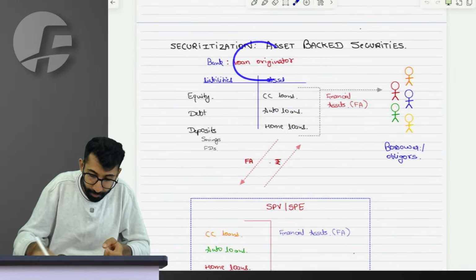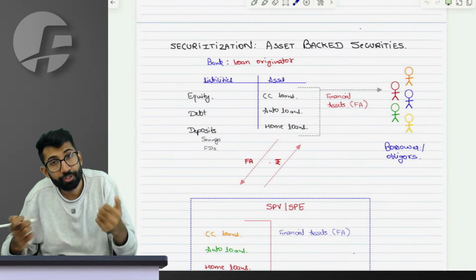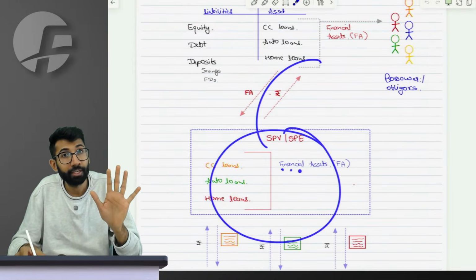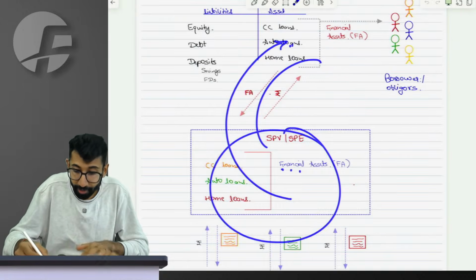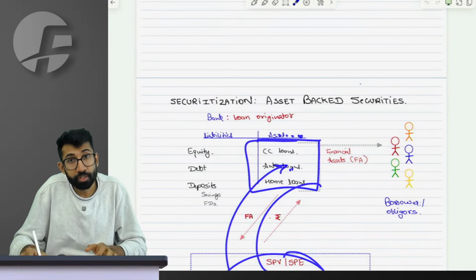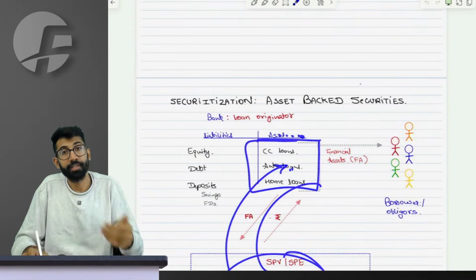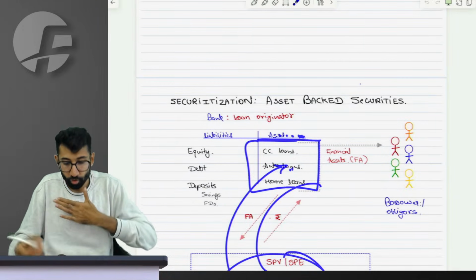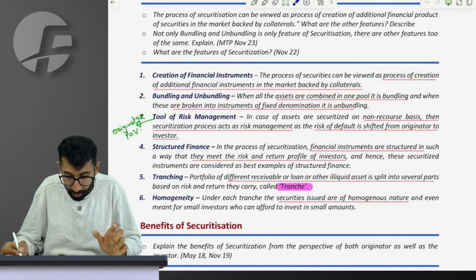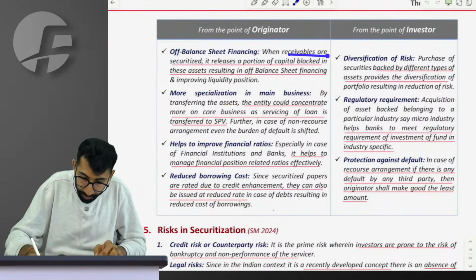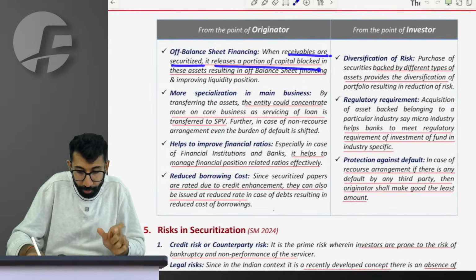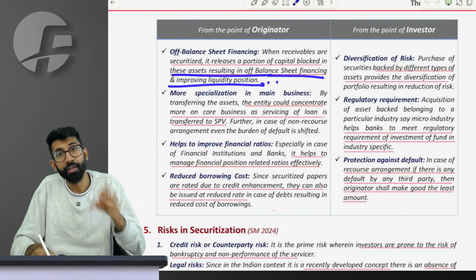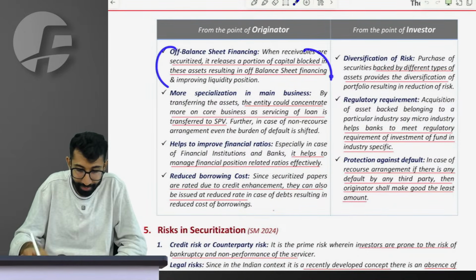So do you agree this process of securitization is actually off balance sheet financing? I am selling off my asset. It is no more there in my balance sheet and then I raise money, whereas there is a possibility that, related to those assets, the responsibility of servicing them and the risk of default still belongs to me as originator. This is off balance sheet financing. Sir, receivables are securitized. It releases the portion of capital blocked in the asset, resulting in off balance sheet financing, improving liquidity position. Now I could get my liquid assets.